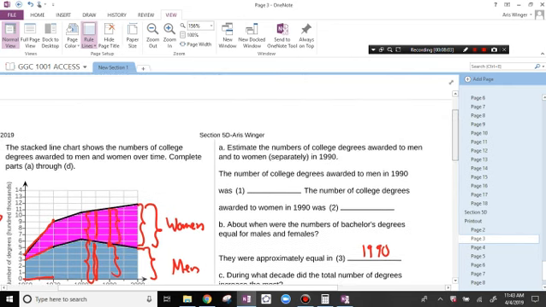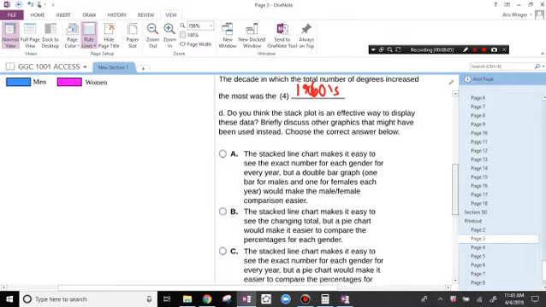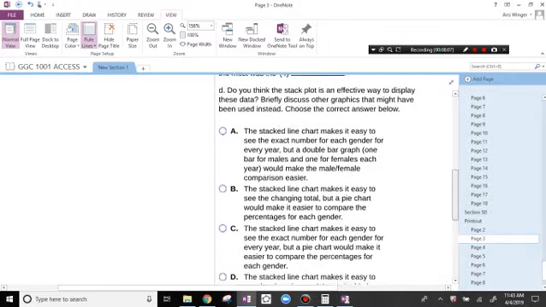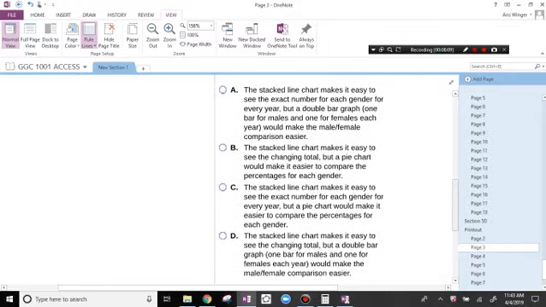Let's see what choice that is. The stacked line chart makes it easy to see the changing total, but a double bar graph, one bar for males and one for females, will make it easier to do the comparison.